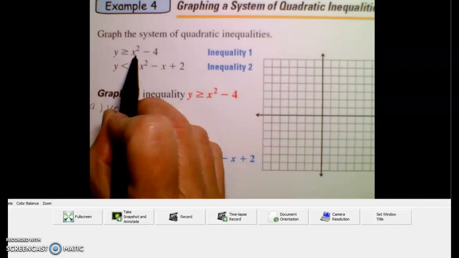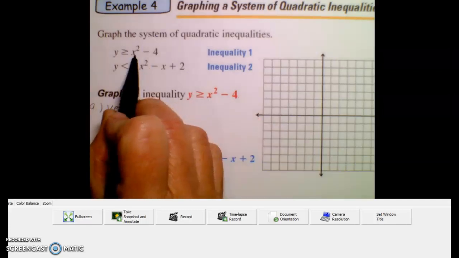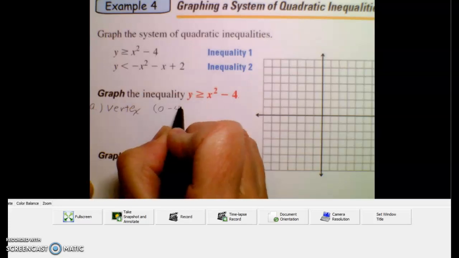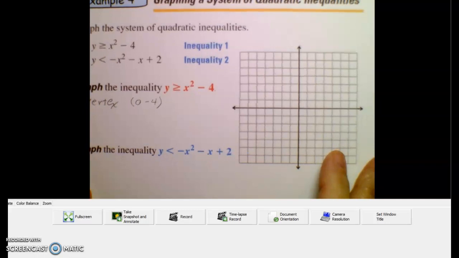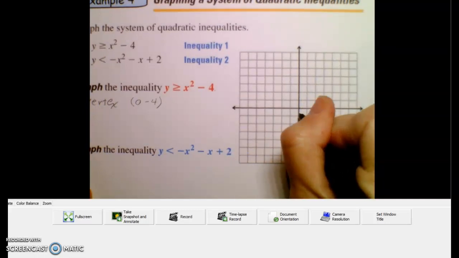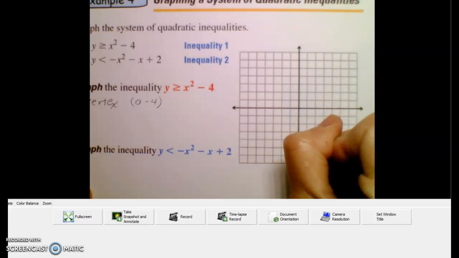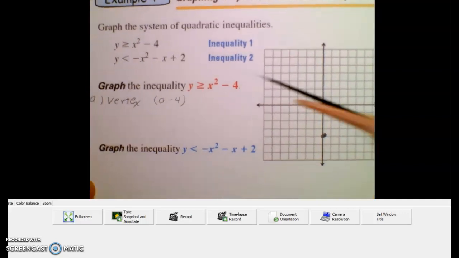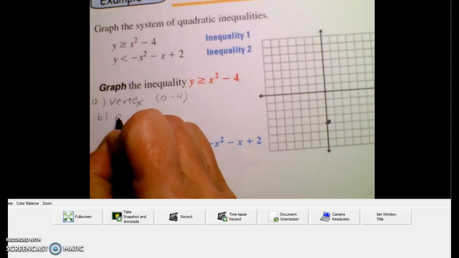So the vertex is the x value is 0, and the y value is -4. I'm going to come over here and plot that. So 0, -4, 1, 2, 3, 4. Okay, so now I need to find some points. So B is to find points.